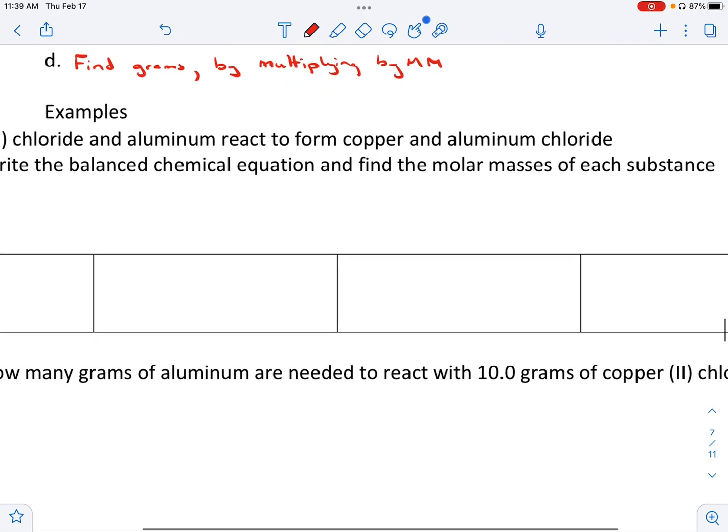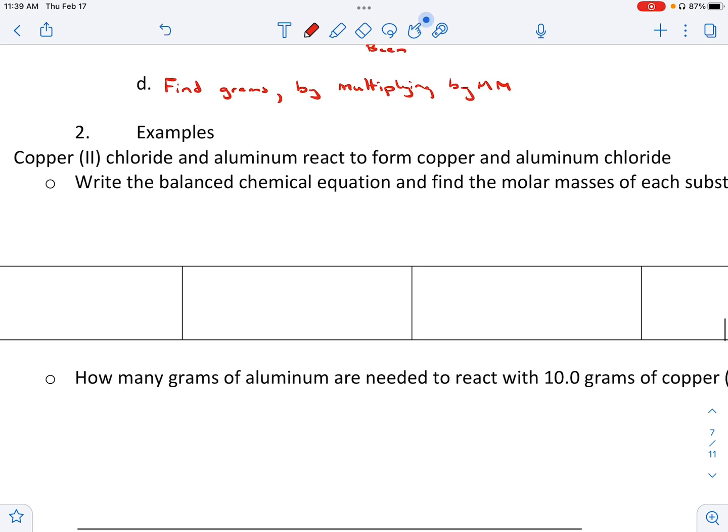So, a first step, write a balanced chemical equation. We have copper 2 chloride. So, copper 2, that means Cu and it's +2. Chloride is Cl and it's -1. So, our correct formula should be CuCl2. All right, and it says and aluminum. So, we're going to add aluminum here. So, we put Al. They react.